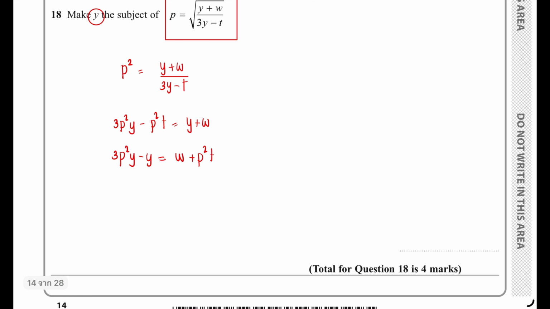And then we have y in both terms. So I will bring y outside. So the remaining will be 3p squared minus 1 equal to w plus p squared t. And the last step is I will move this one to the right, and it will become division. So we will have y equal to (w plus p squared t) over (3p squared minus 1).